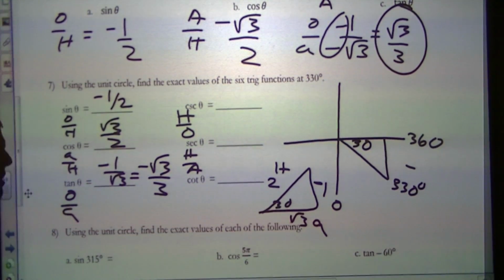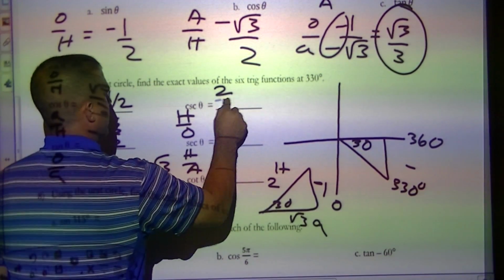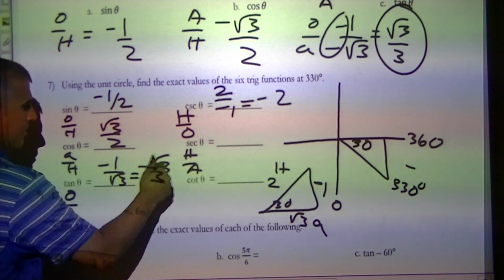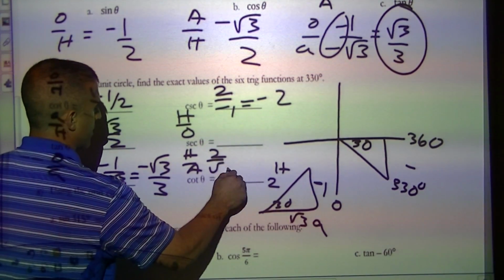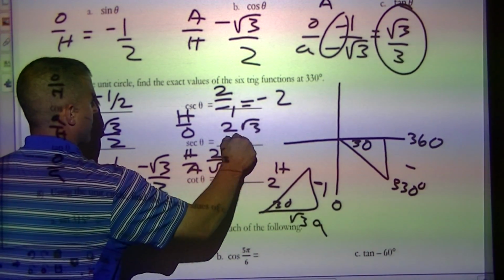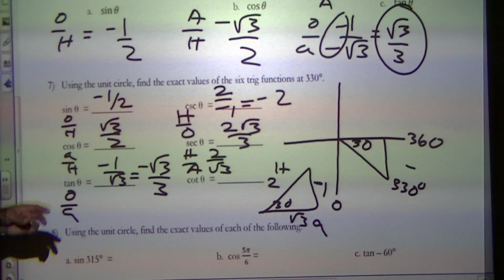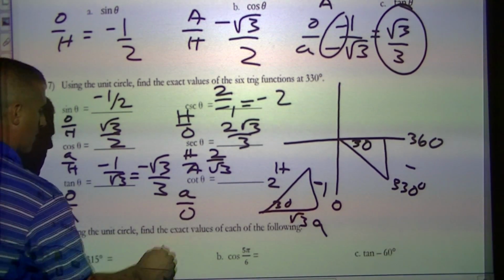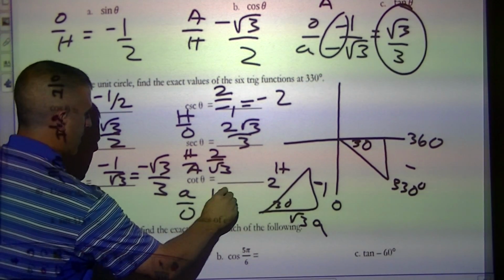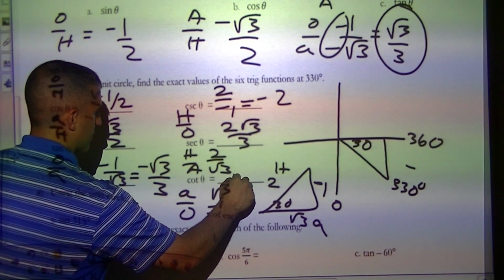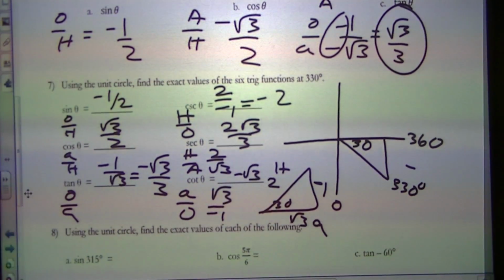Okay? If you do H over A on that one, that's going to be 2 over 1, which is 2. This one is the 2 square root of 3 over 3. My cotangent is A over O, okay, which would be square root of 3 over negative 1, which that's just going to be negative square root of 3. Okay, so that's the exact values.